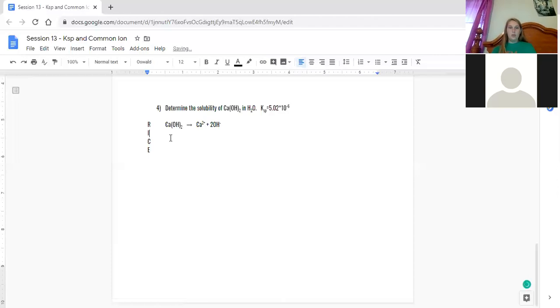Okay, so we're trying to find the solubility. Once more, they gave us KSP. We know it's the KSP thing. So let's find our KSP equation. So our KSP equation is going to equal what?